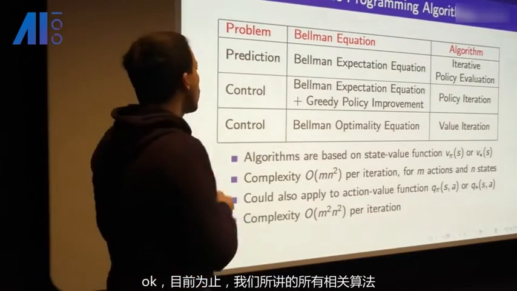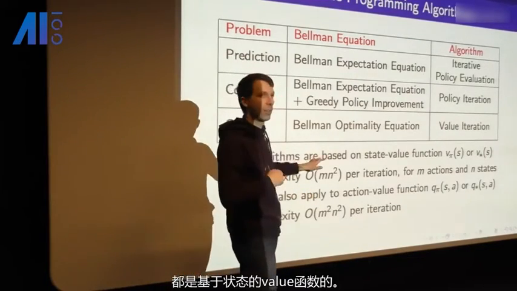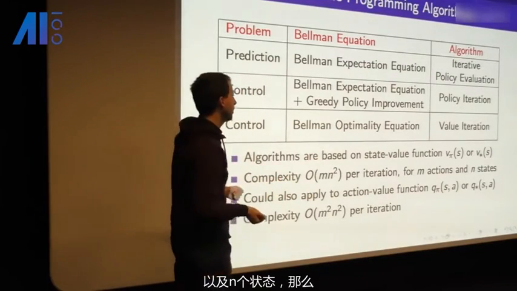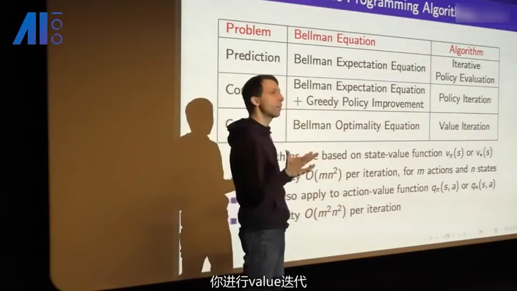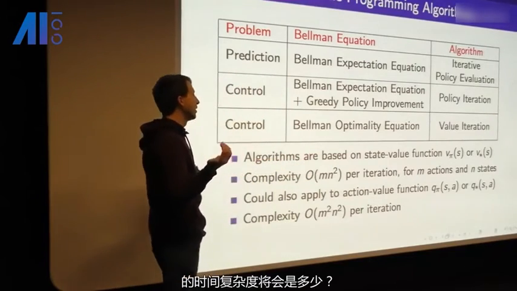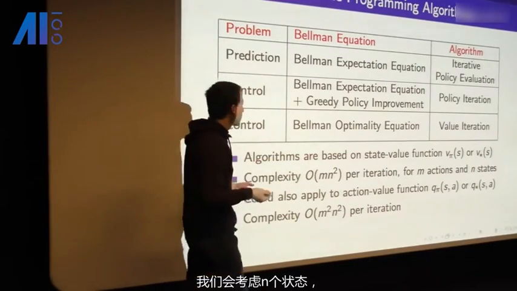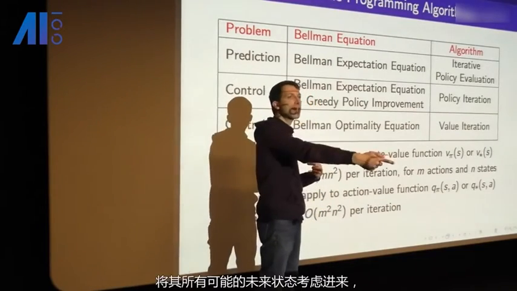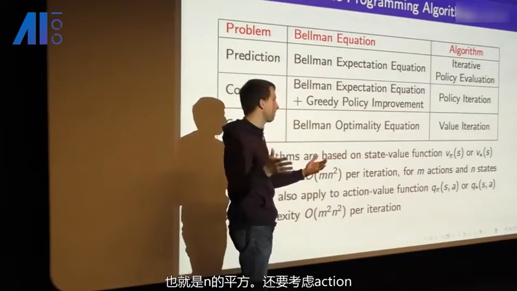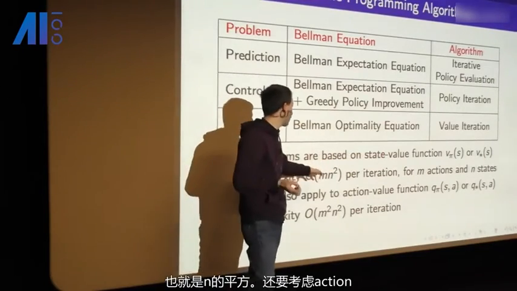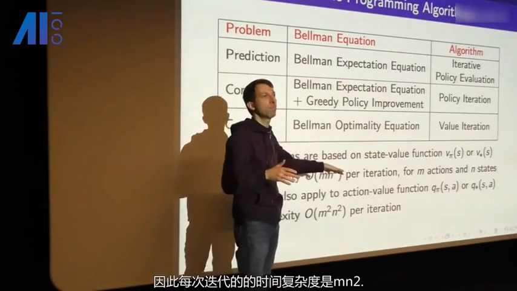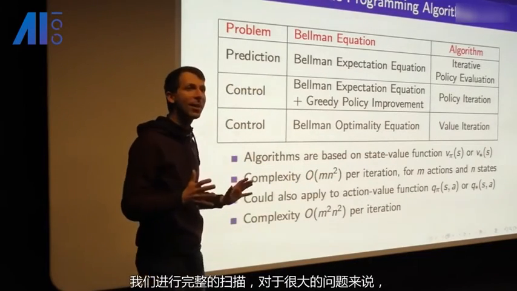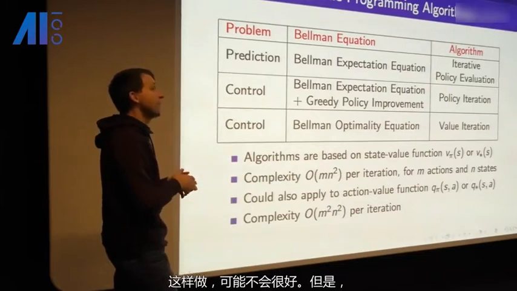Okay, so all of these algorithms so far have been based on state value functions. So the complexity of doing this with state value functions, if you have m actions and n states, what's the complexity? How much does it cost to do value iteration? Well, for each iteration, we're considering n states, and for each state we're considering n possible successor states, so that gives us n squared complexity, and then there's m actions, so every iteration is order mn squared in cost for synchronous value iteration when you do a complete sweep. That's not great for big problems, but it's better than the alternative.